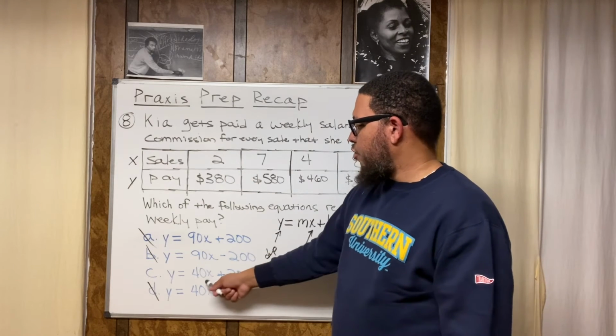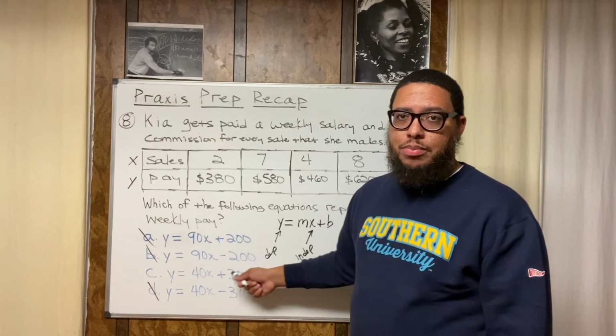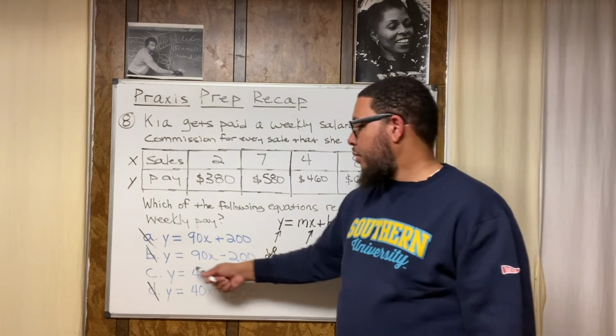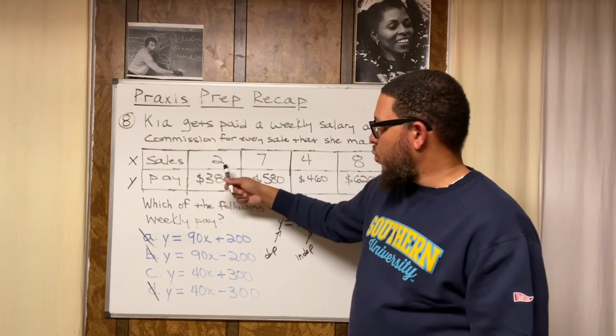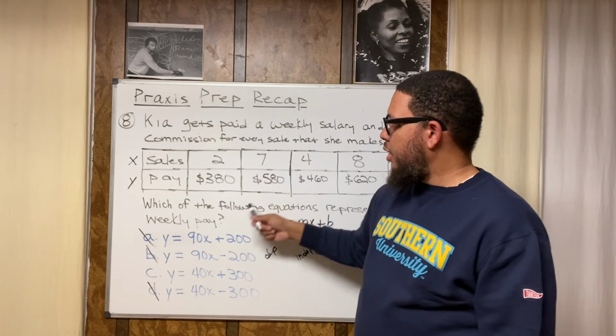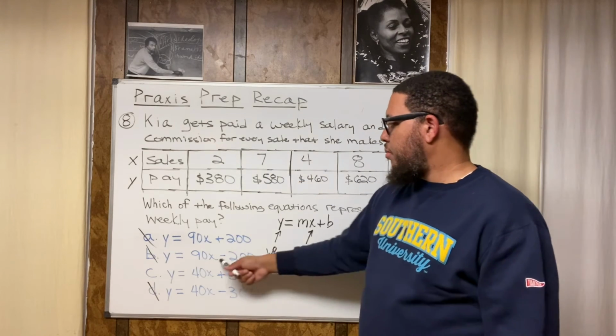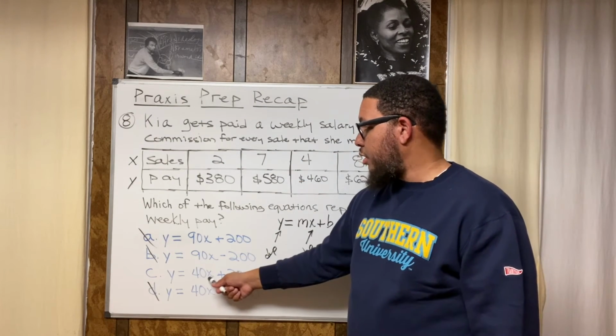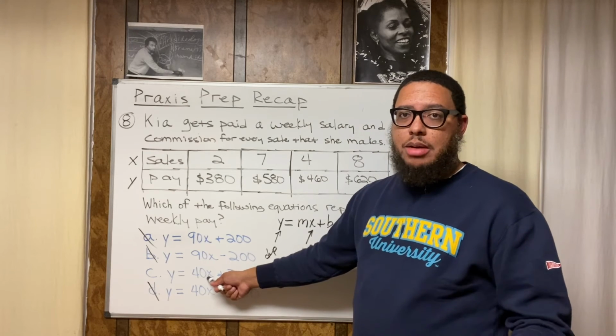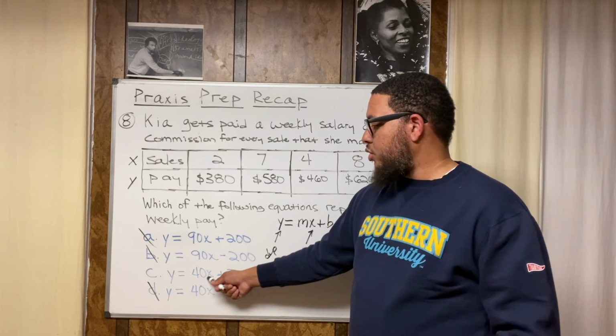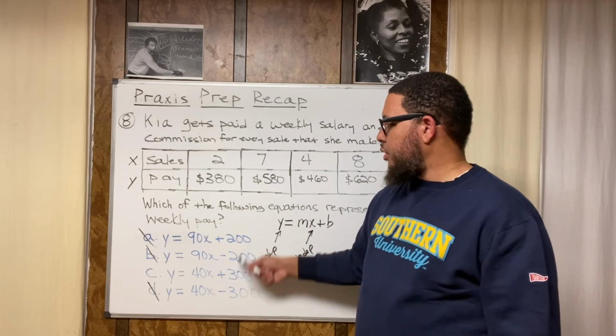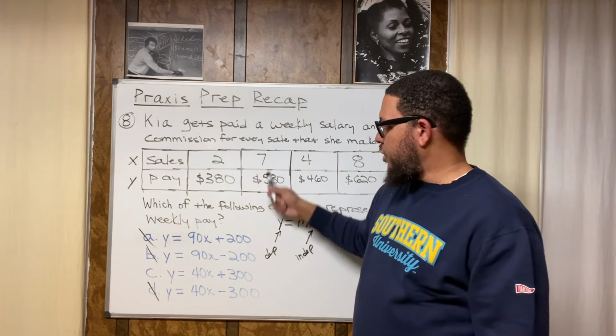Plus 300. 40 times 2 is 80. 80 plus 300 is 380. And we had 380 over here. So it works for the first pair of numbers, all right? Then we go to the second pair of numbers. Plug in 7. 40 times 7 is 280, because 4 times 7 is 28. 280 plus 300 is 580. So it works for the second set of numbers.